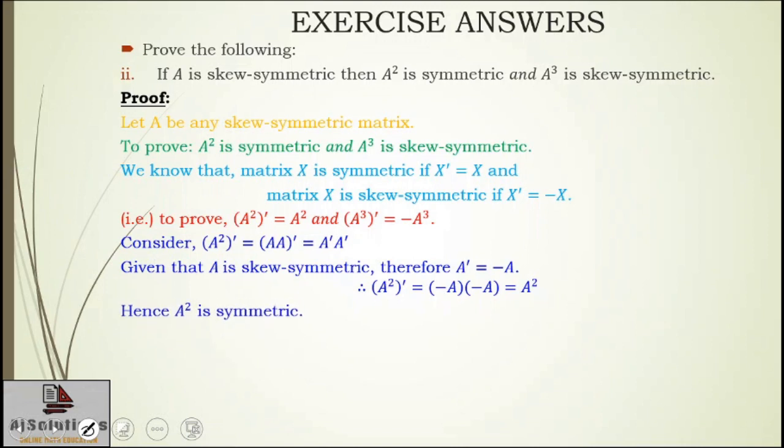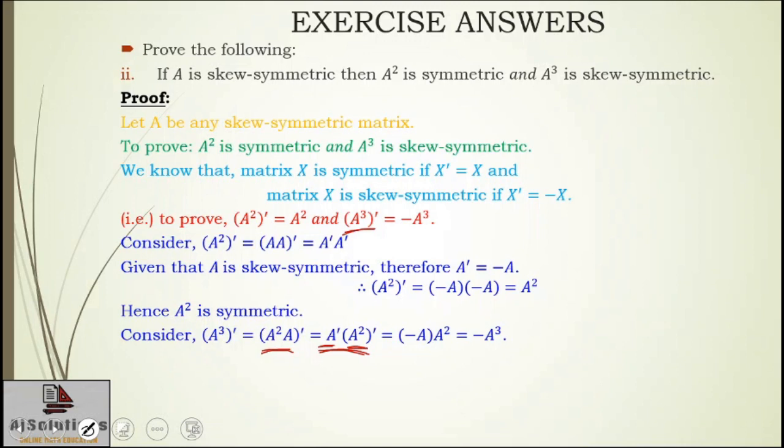Let's prove a cube is skew symmetric. So consider the LHS. If you consider the LHS, you are going to use the concept of power of a matrix. So you will write a cube as a square into a, and after that use property number 4 of transpose of a matrix. So you will get a transpose into a square transpose, and after that you will put the values of these two terms, the value of a transpose and the value of transpose of a square.